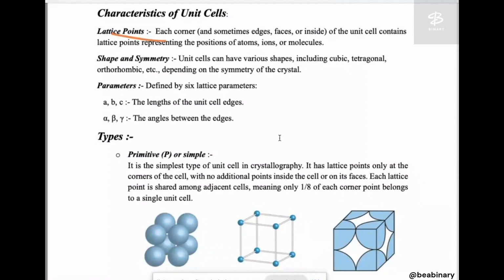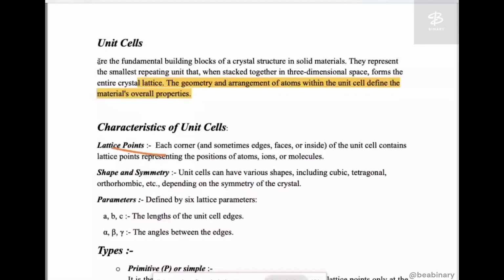So it is basically the fundamental building block of a crystal structure in a solid. I mean solid materials. They represent the smallest repeating units that, when stacked together in three-dimensional space, form the entire crystal lattice. That is the same example that I took about the walls in our room.